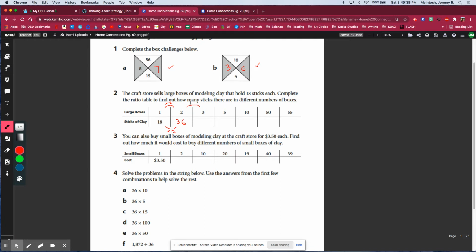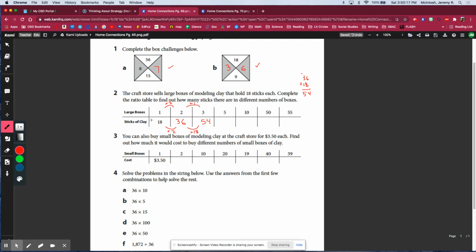also just say, okay, we're adding 1 box of clay. And then on the bottom, we're not adding 1, we're adding 18, because that's how many sticks of clay are in one box. So if we're adding 1 box, we have to add the amount of clay in that box. So 36 plus 18, let's see what that is. 6 plus 8 is 14, carry my 1. 3 plus 1 is 4, plus 1 is 5, so 54. Okay, so now we're up to 5.